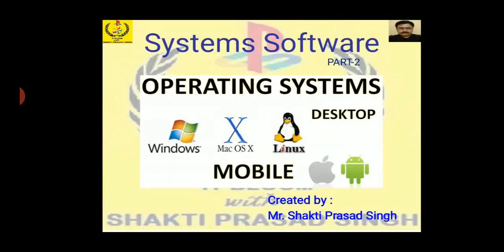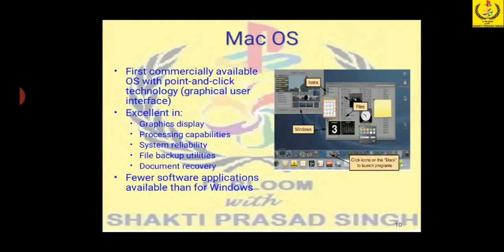Dear friends, today I am going to discuss the second part of an operating system, the Macintosh operating system. The Macintosh operating system is also called the Apple operating system. It works for the Apple computer. It was the first commercially available OS with point and click technology, a graphical user interface.